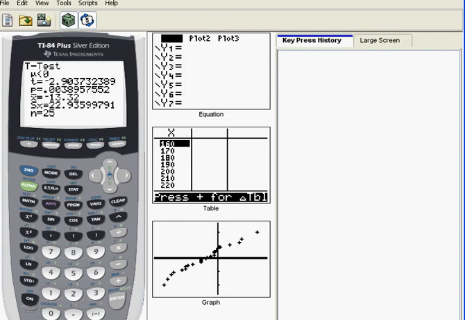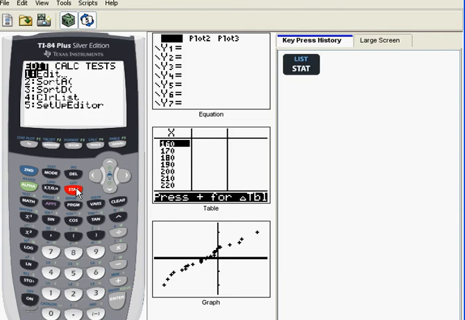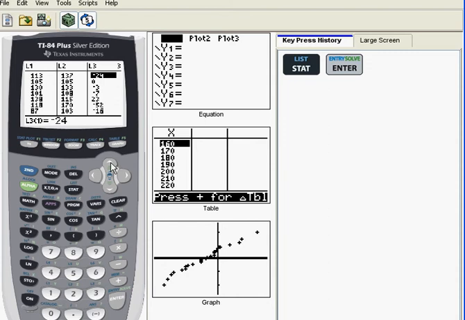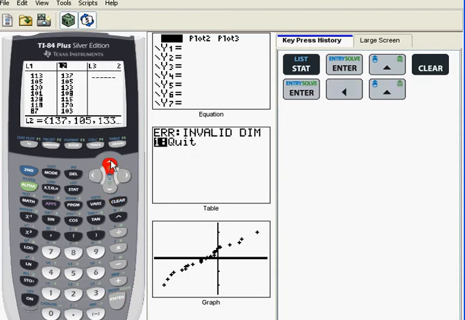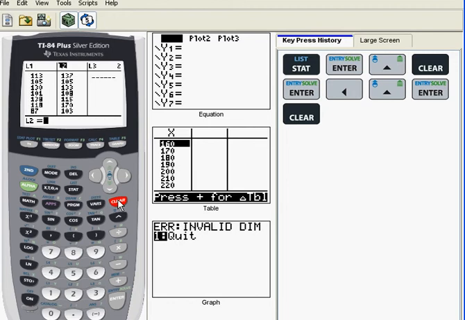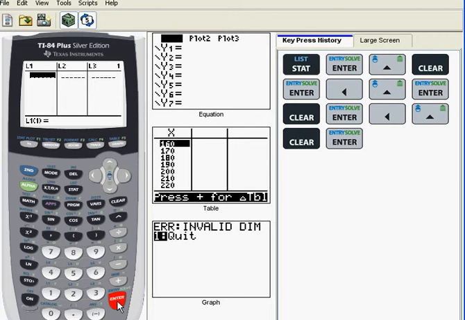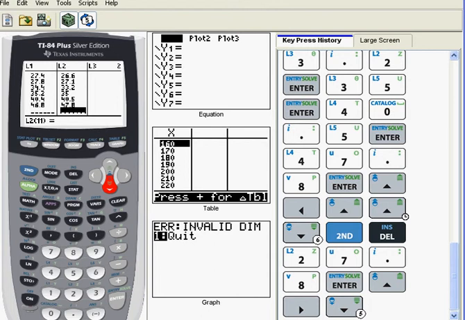So we're going to go to stat edit, and we need to make some decisions. So in list 2, for example, maybe I'll put specimen B, and then in list 1 I'll put the corresponding, the same specimen but with test A. So let's go get that data and plug it in. So magically all data has appeared in these lists.